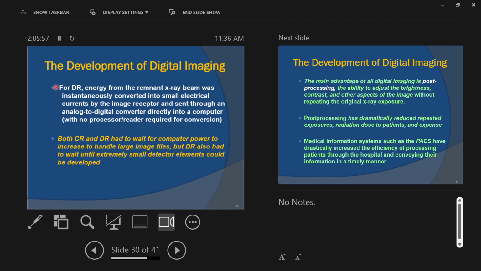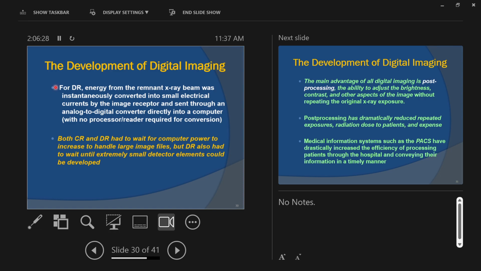Both CR and DR had to wait for computer power to increase to handle large image files, but the problem with why DR took so long to come on scene is that DR had to wait for us to develop teeny tiny detectors, okay? You know, like on a TV screen, there's pixels, right? Picture element, pixel. Like this looks pretty smooth and continuous, but if I go really close up here, I notice that it's actually just a bunch of little squares called pixels, okay?